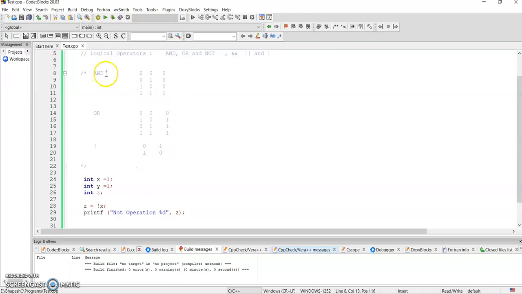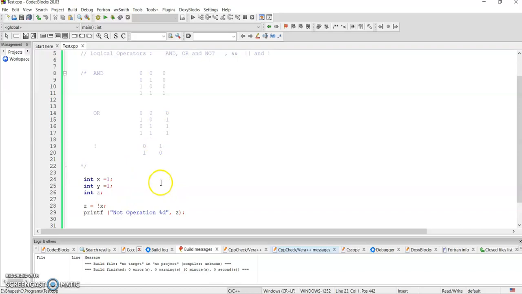Or in other words, for the AND operator, if both are true, the result is true. True is represented by 1, and false by 0. For OR, if any one of them is true, then we have true. And for NOT, if it is true, it is false, and if it is false, it is true. Now, till now we have understood this when talking about 0 and 1 as false and true.